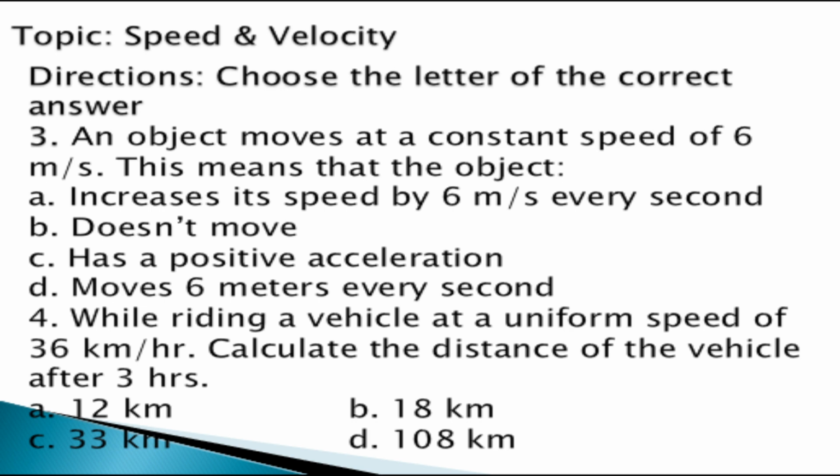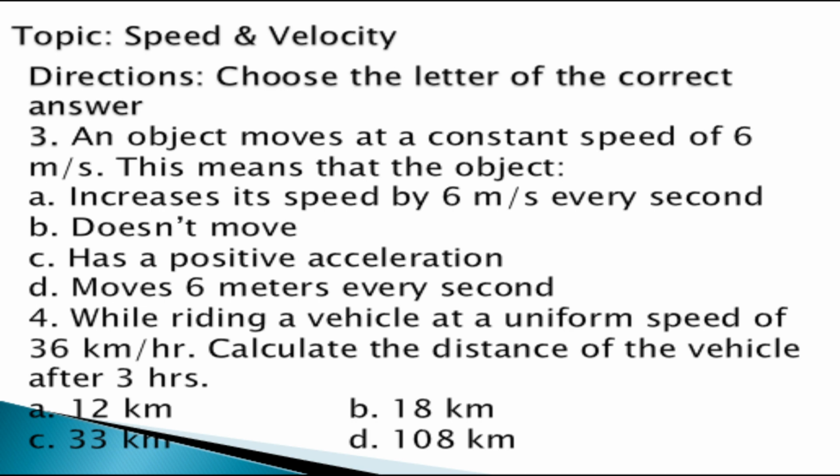Question number 3. An object moves at a constant speed of 6 meters per second. This means that the object: A, increases its speed by 6 meters per second every second. B, doesn't move. Letter C, has a positive acceleration. And letter D, moves 6 meters every second.